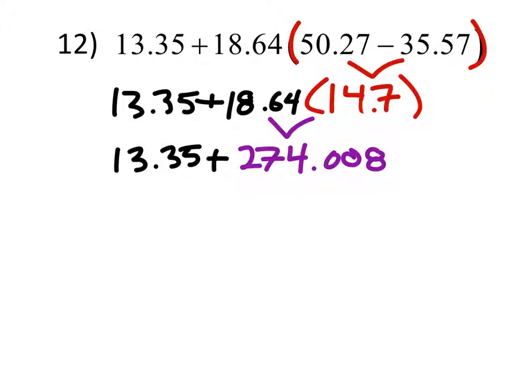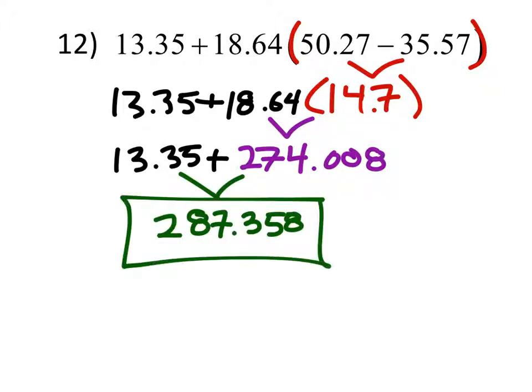Because we did have that multiplication of the parentheses. And then we'll just add these two together. And we have 287.358.